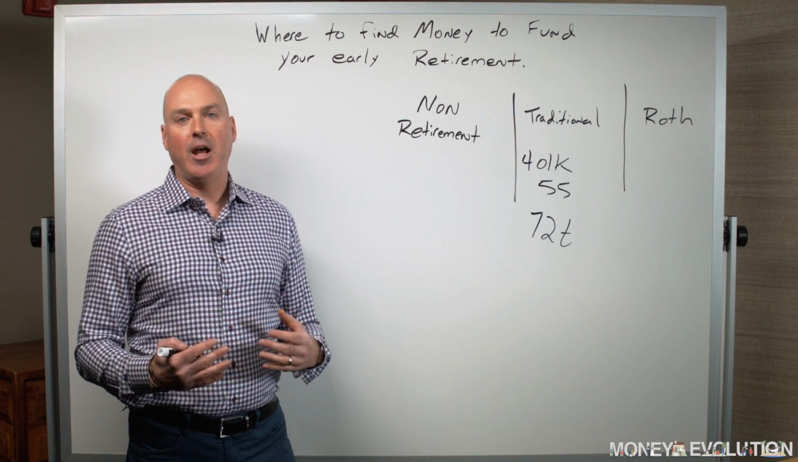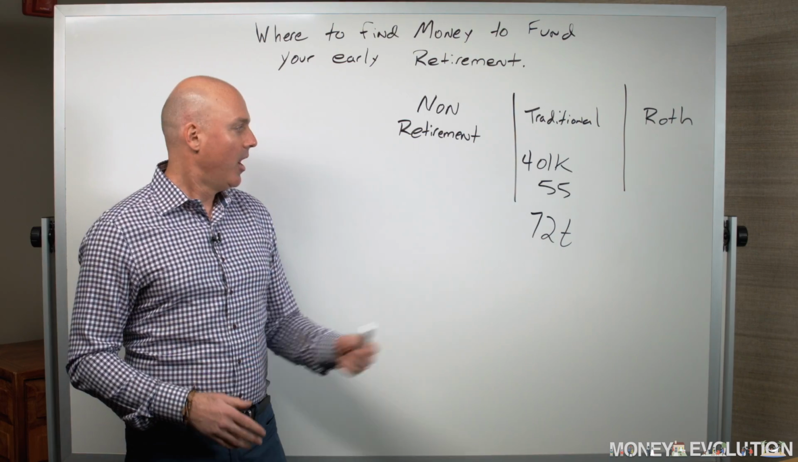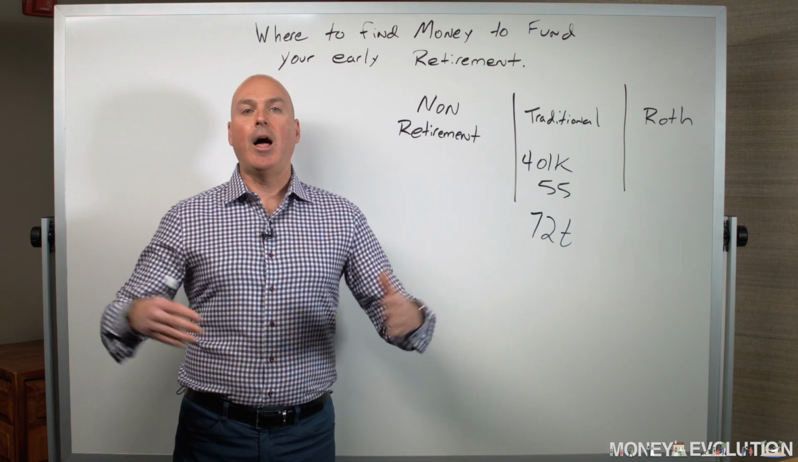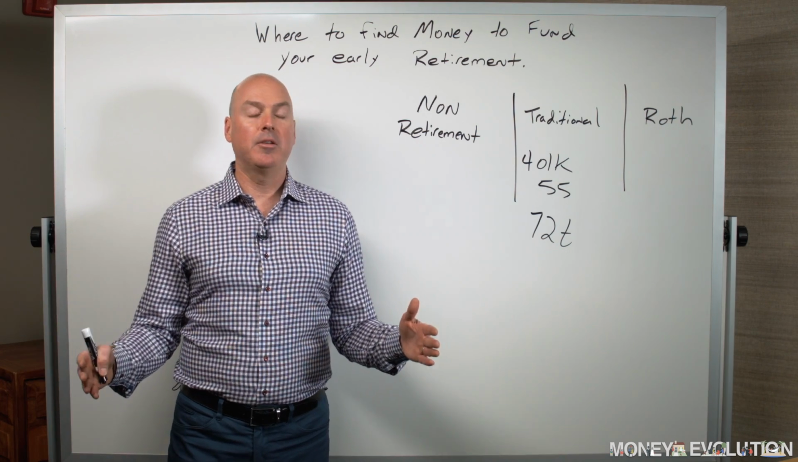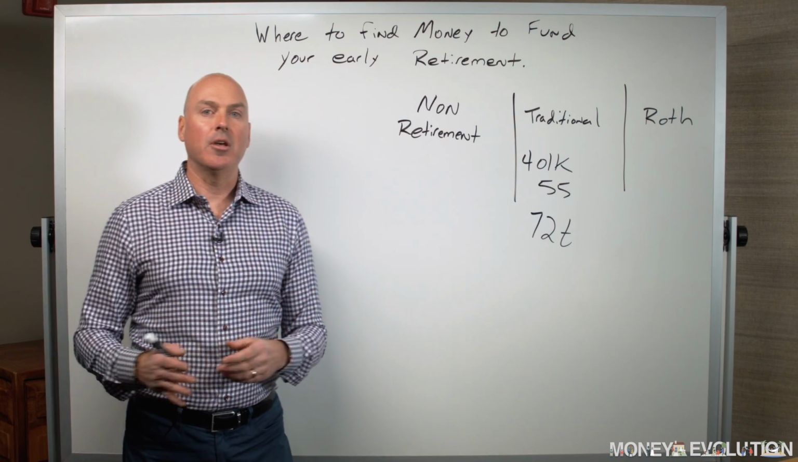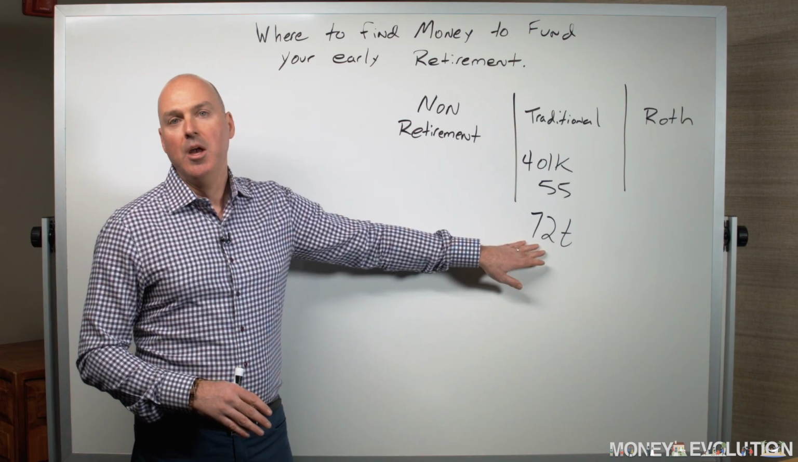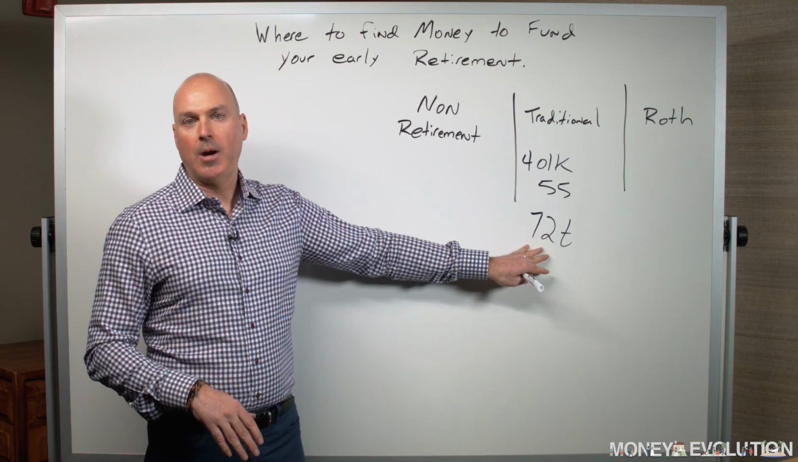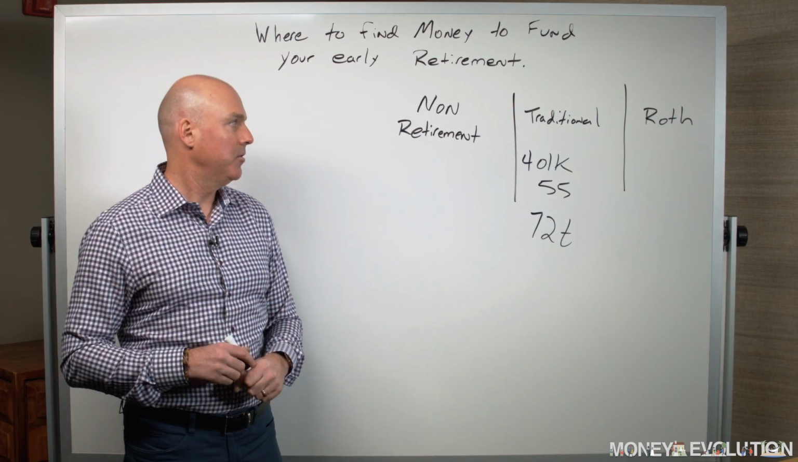It's not my favorite option because it is very restrictive, especially if you start this at an early age, say at age 50, you'd be locked into those 72T calculations for 10 years until you turn 59 and a half. So that could really limit some of the access that you have with the money. But again, plan properly, that could be another way to do that.